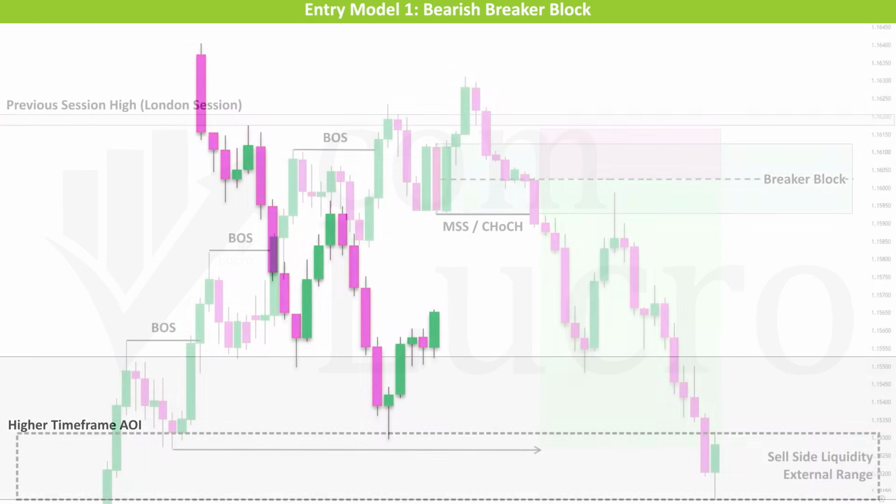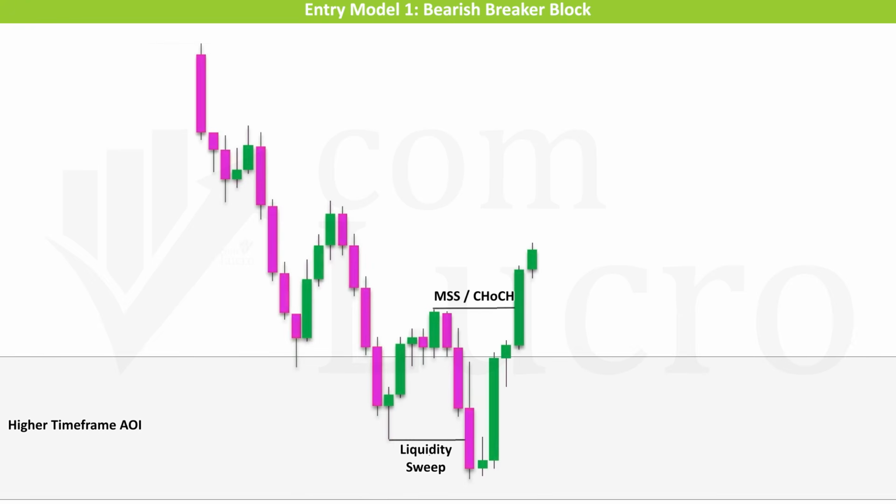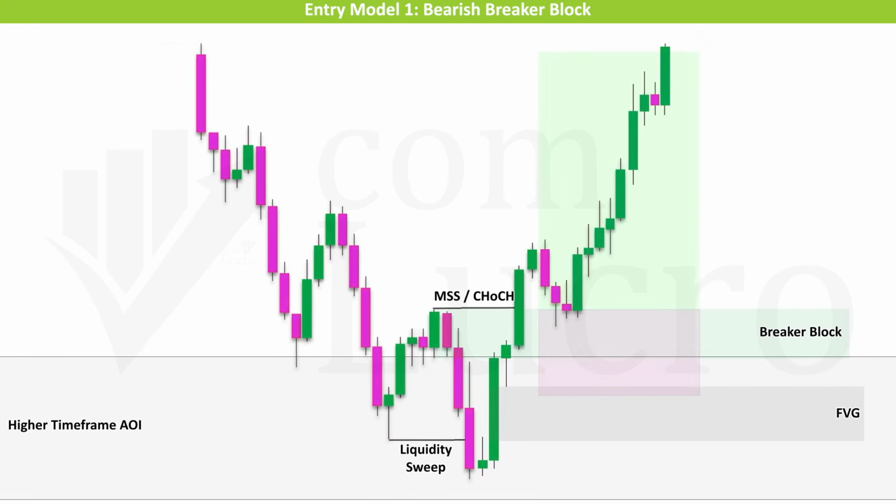Breaker blocks are often the main reason why price does not return to a fair value gap that forms immediately after a liquidity sweep or after tapping into a higher time frame area of interest. In many situations, breaker blocks are positioned slightly above or below the fair value gap. Because of this positioning, price is more likely to react from the breaker block first instead of fully filling the gap.